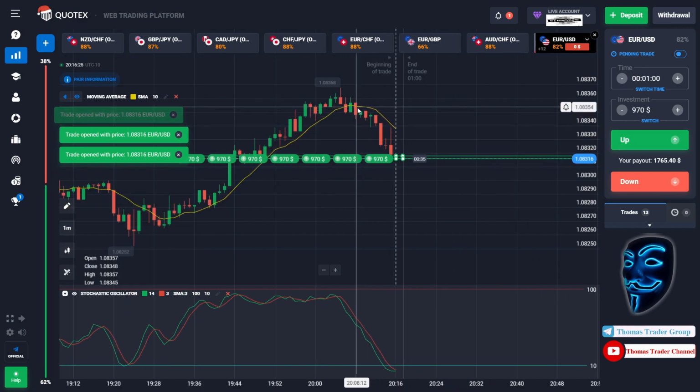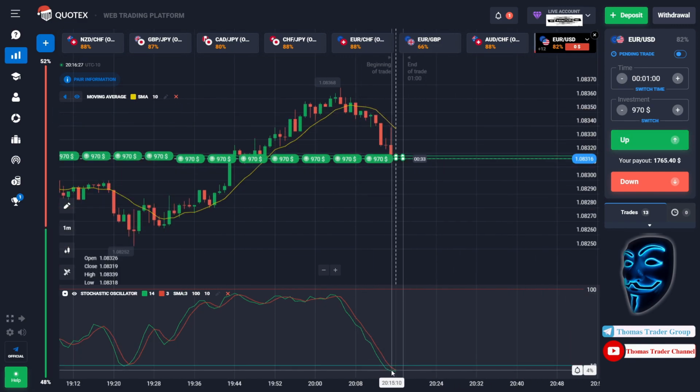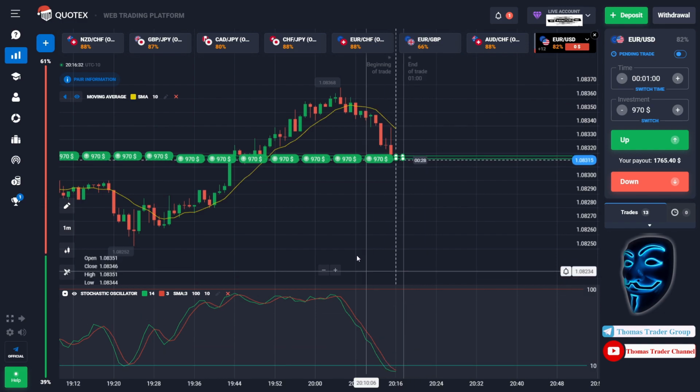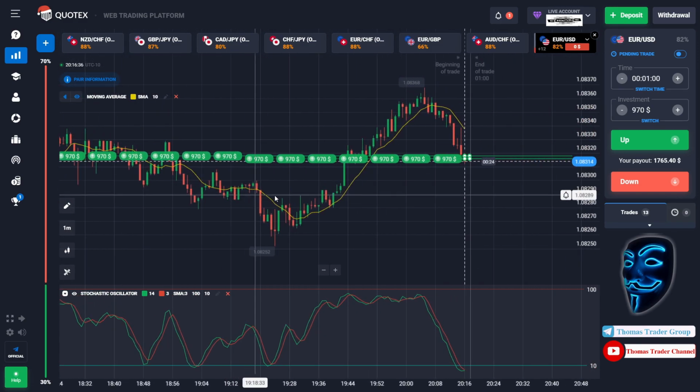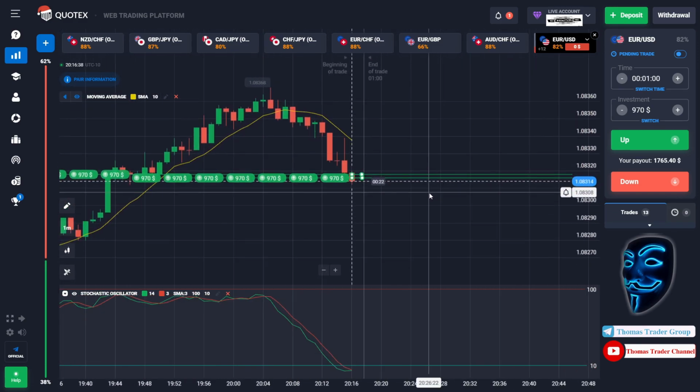As you can see over here, the market is going bearish and the market has already touched the oversold area. When the market touches the oversold area, it will make a rebound and a correction before it continues the bearish trend. Let's prove it and let's wait till the end of our trade.